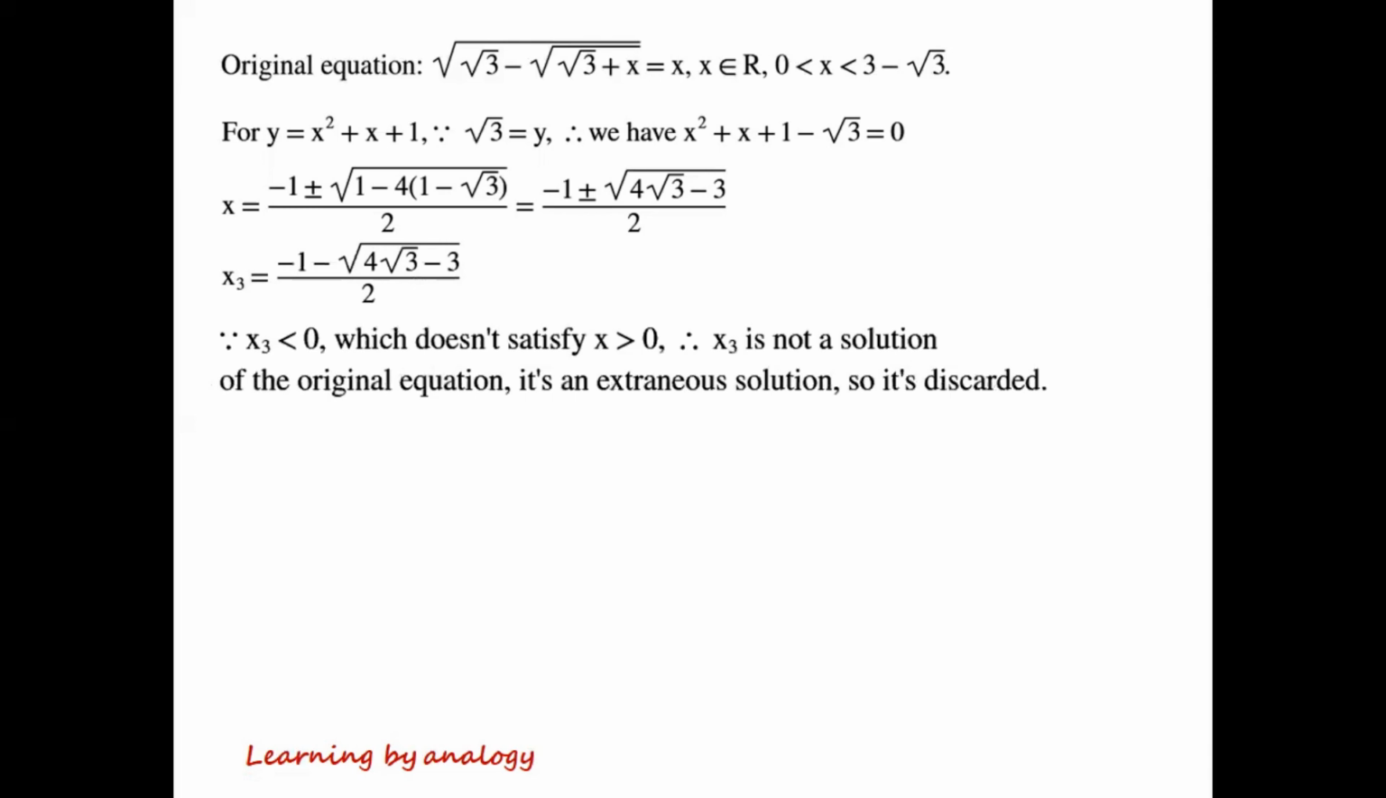Because x3 is less than 0, which doesn't satisfy x is greater than 0. So x3 is not a solution of the original equation. It's an extraneous solution, so it's discarded.